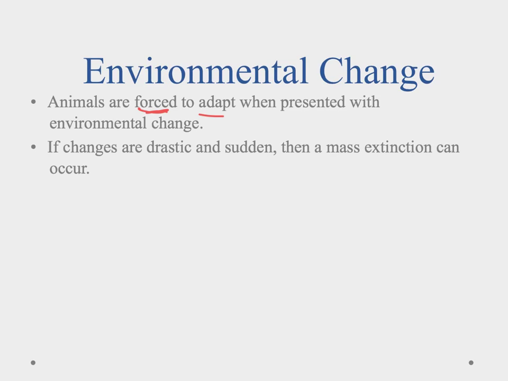Sometimes, however, these environmental changes can be drastic and sudden, like really large changes. When that happens, we end up with what we call a mass extinction, and that's where you have lots of different types of organisms dying off all at once. Our Earth's history is marked with a whole bunch of these mass extinctions, and we'll talk about one at the end of the Permian period.